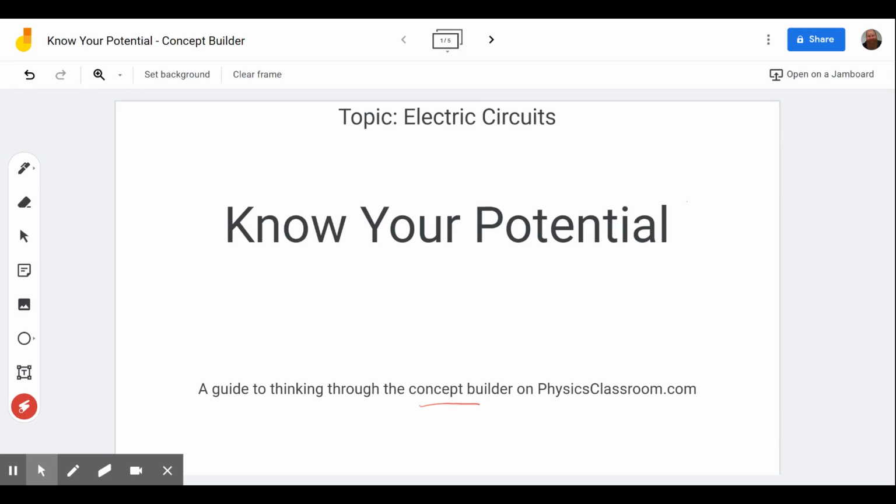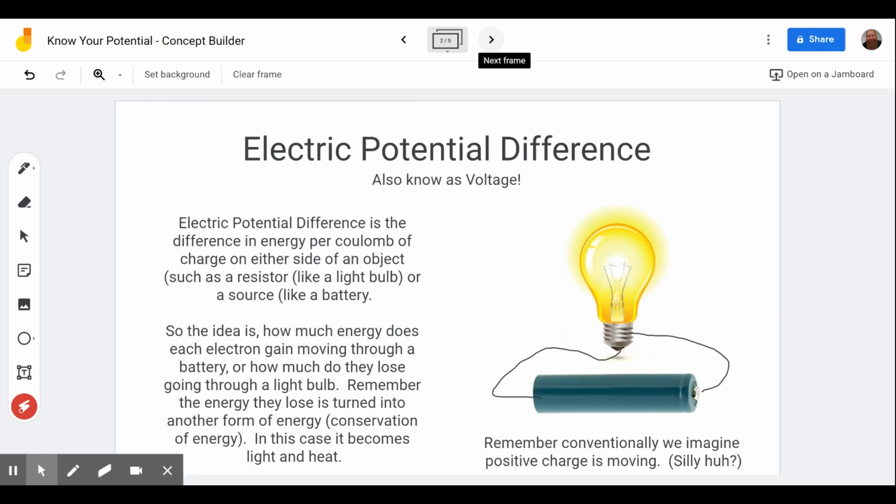Today we're going to be looking through a concept builder on physicsclassroom.com. It's in the topic electric circuits and the title is Know Your Potential. Potential refers to electric potential difference, also more commonly known as voltage. We're also going to look at electric potential a fair amount in this particular concept builder and talk about the difference in the electric potential in different places in the circuit.